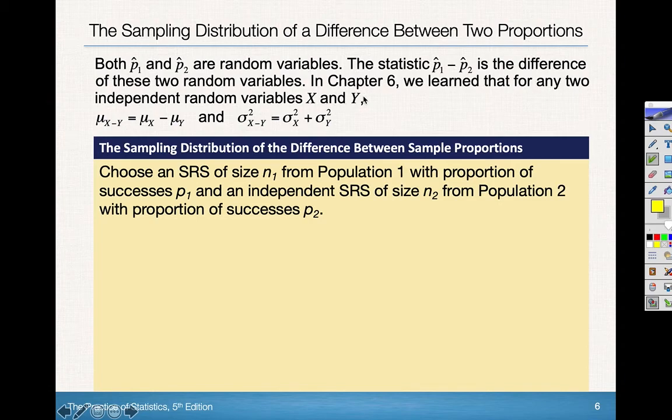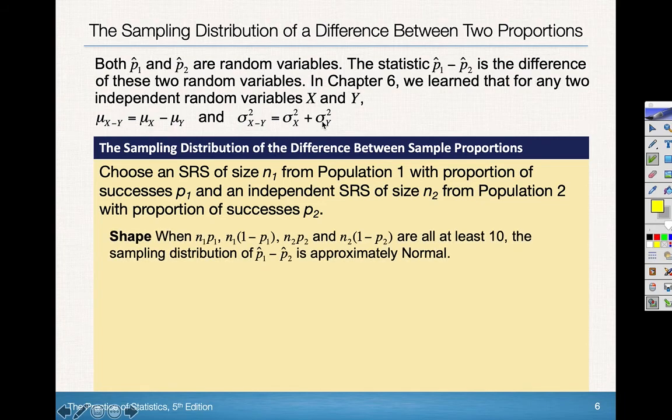So here it is, here's the reminder. In chapter 6, we learned that if you want to subtract two means, just subtract them. If you want to subtract two random variables, unfortunately, the variation, variances or standard deviations will always get bigger. And the way to properly do that is to add the variances together, and then we'll take the square root.